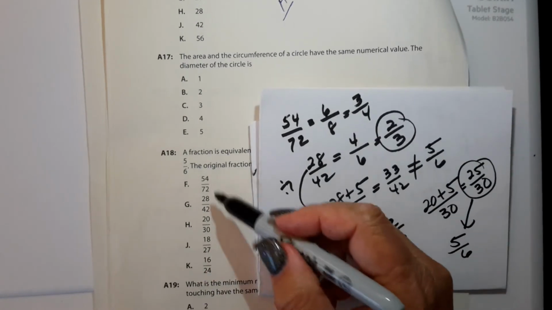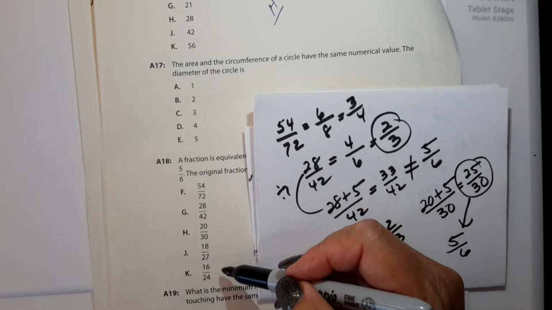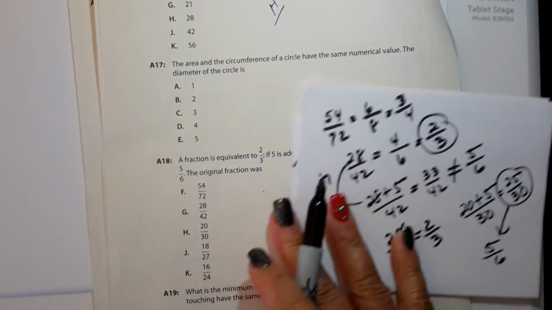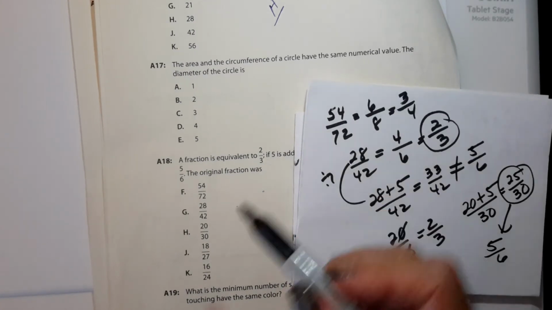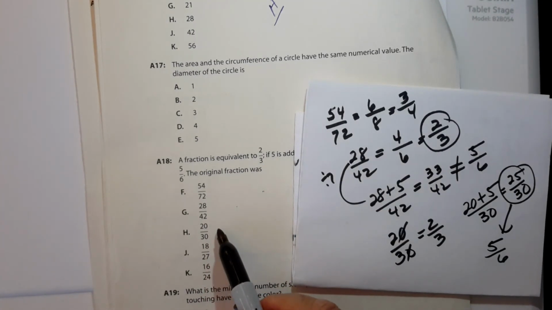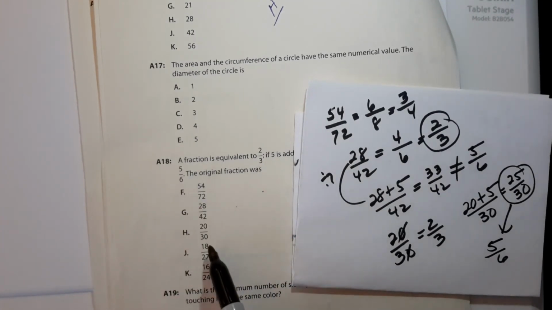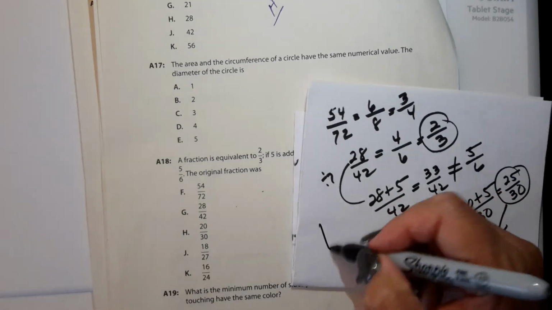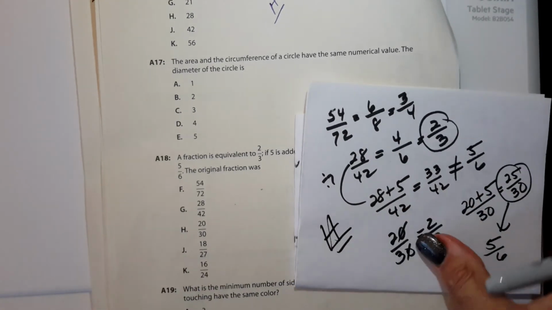So if you look at all the fractions here, the only fraction that is equivalent to 2/3, but when you add 5 to the numerator is equivalent to 5/6 is letter H. Letter H, 20 over 30.